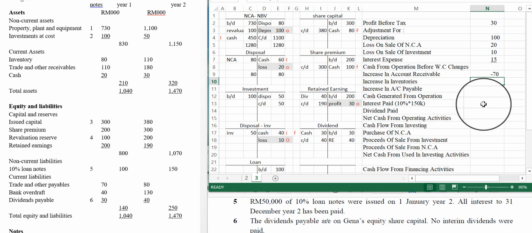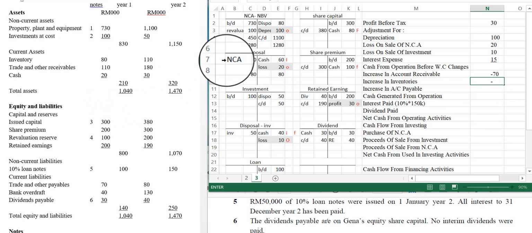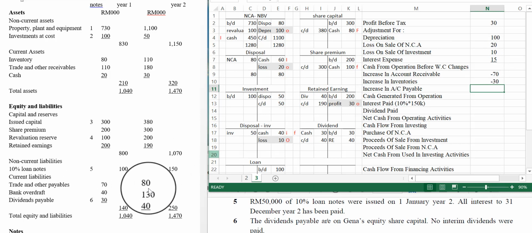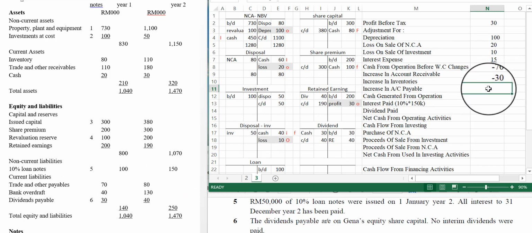Now same thing, go for your increase in inventory. You should also minus. Inventory is from 80 to 110, so increase 30. You also have to minus because basically it means that you use your money to buy your inventory. Next, increase in account payable, 70 to 80. Increase in account payable basically means that you actually don't pay your creditors money, so you keep the cash with you.